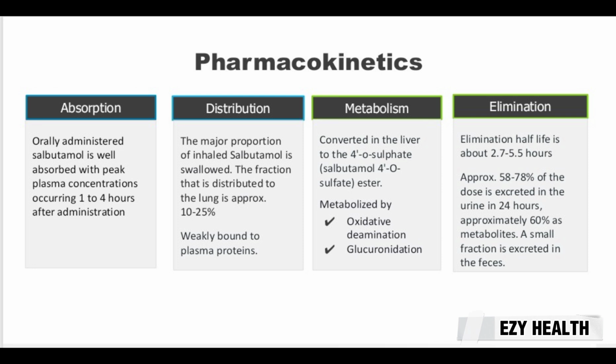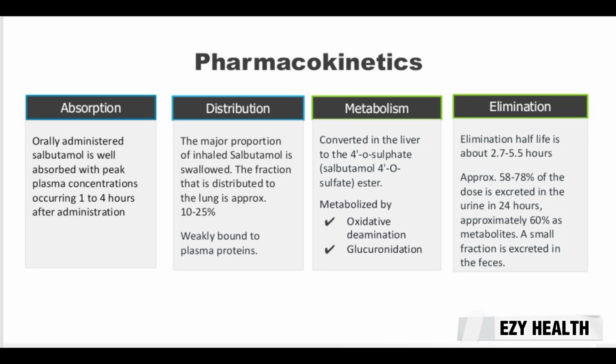Next is the metabolism of salbutamol in the body. Salbutamol is metabolized by oxidative deamination and also through glucuronidation. Last is the elimination of salbutamol, in which the elimination half-life is about 2.7 to 5.5 hours, and approximately 58 to 78% of the dose is excreted in 24 hours.